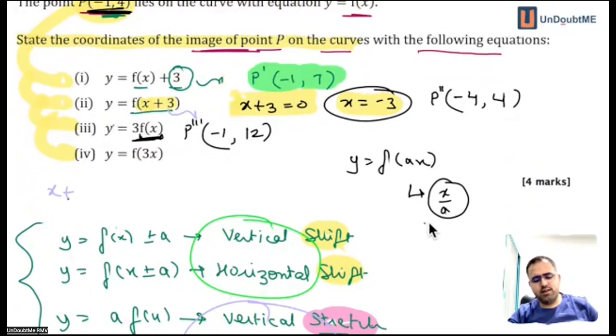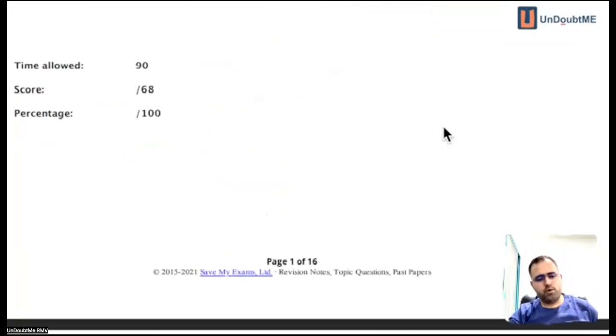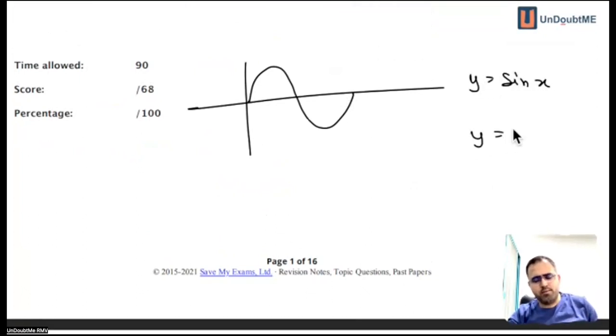Okay, is this clear? Why will it be divided by a? Does anyone have a doubt in this? If anyone has a doubt, quickly let me know. We can take one example and I can tell you why it will be divided by a. The best example with which you can very easily understand is the graph of sine. I'll take y is equal to sine x and, comparatively, y is equal to sine 2x.